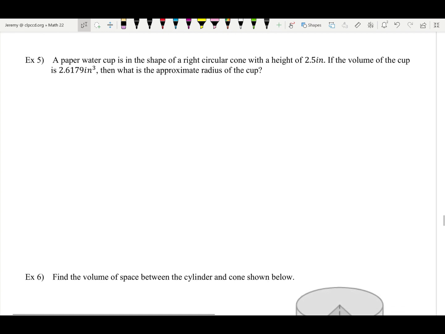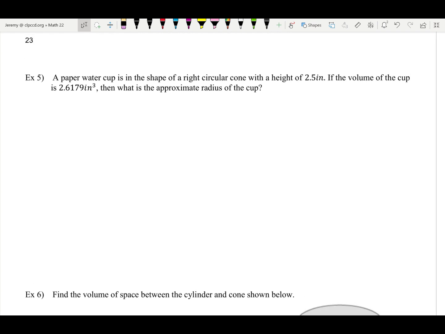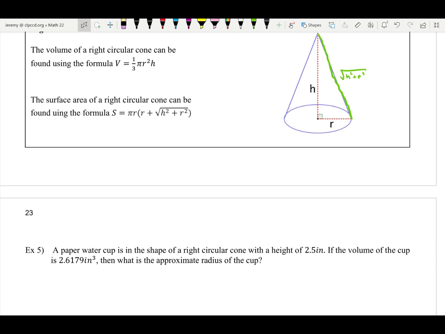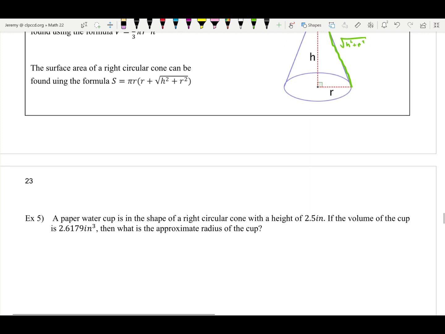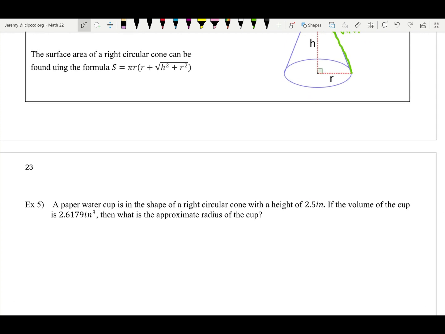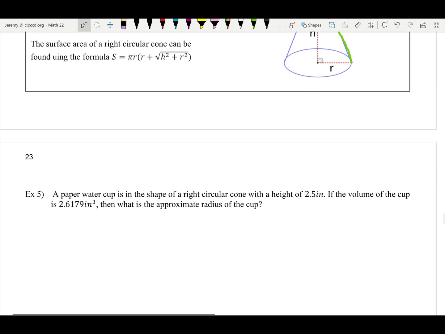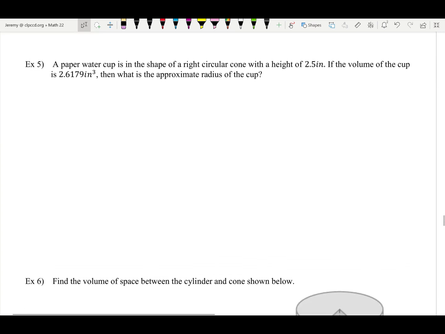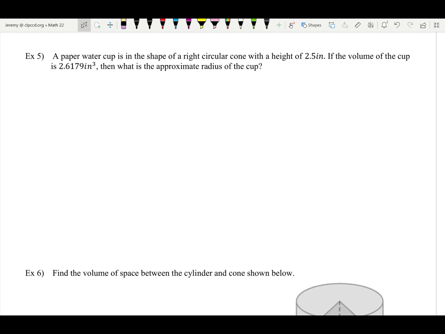Okay, let's try an example here. A paper water cup is in the shape of a right circular cone with a height of 2.5 inches. So I don't know if you've seen those little paper cups that they give you that are shaped like this. I think so you can't set it down. They don't want you to set down your drink or something. I never fully understood why they did that. But anyway, we're dealing with one of those water cups.